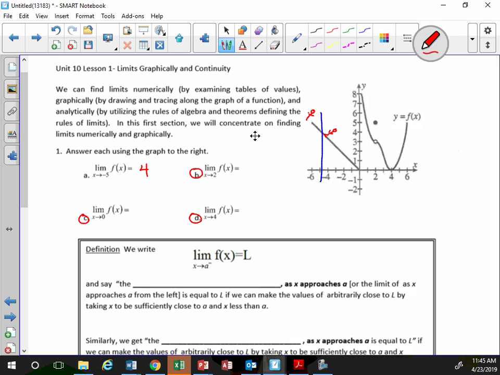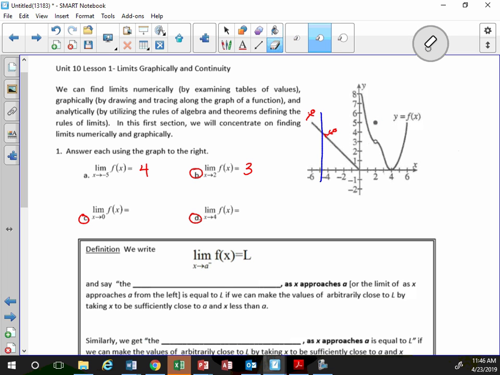All right, guys, let's go through B, C, and D. What'd you get for B? 3. 3, yes. Everybody okay with that? Were you thrown off by this dot? Okay. It's there just to kind of mess with you.